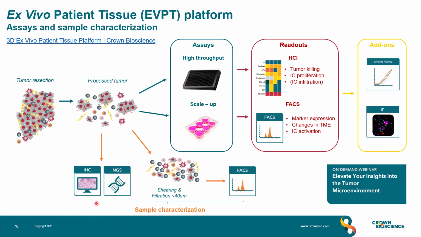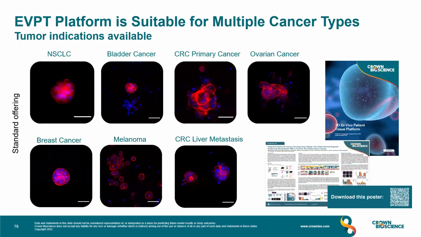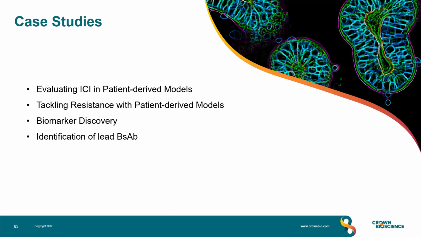And this can be quantified by IHC or by FACS to understand the makeup of that tissue, and that then can be correlated back to the response. If there is sufficient material, the tissue is also banked or organoids are generated. And you can, again, find out further information through online webinars. We have optimized the platform for a number of different indications, as shown here, as well as custom offerings for other cancer types. Now, tissue sourcing for specific subtypes or pre-treated patients can be actually quite limiting, but we can advise on the best options and timelines.